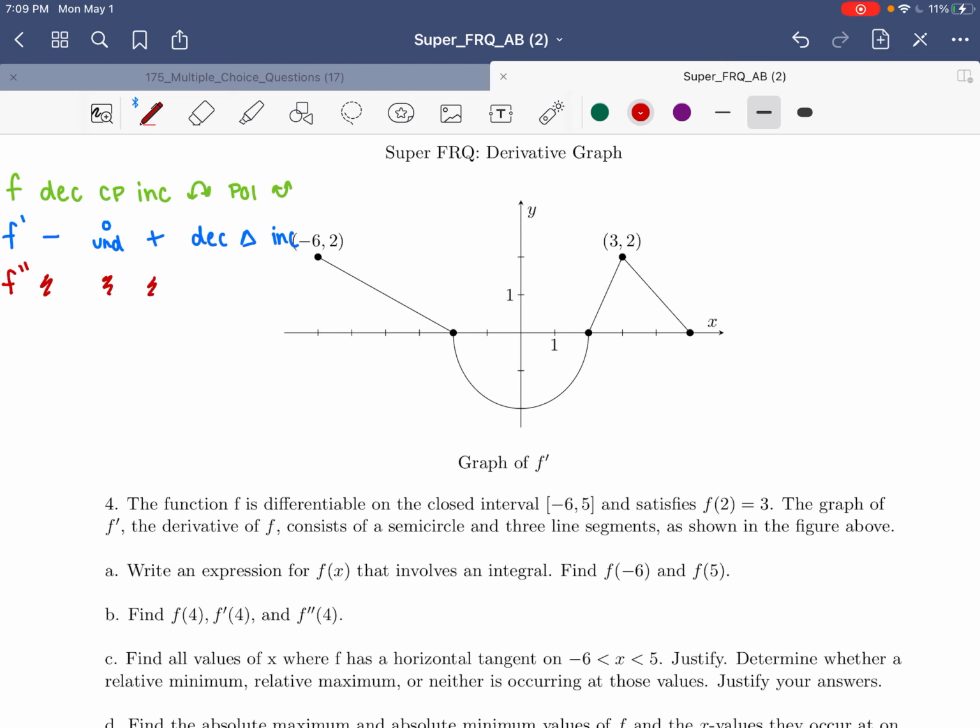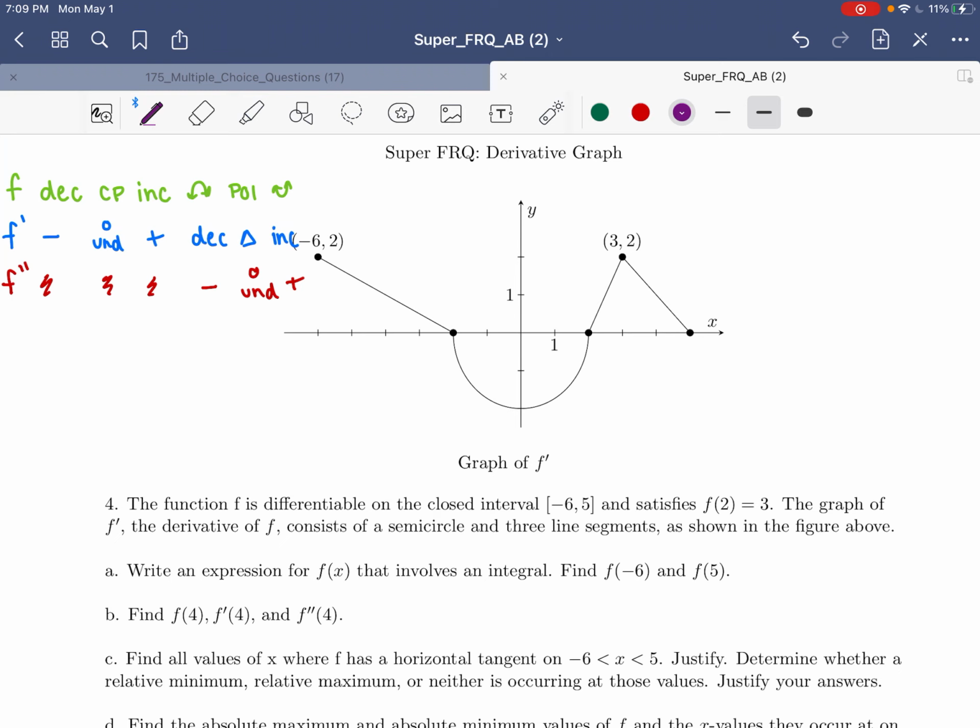Second derivative, we've got nothing for these first three. Concave down is when the second derivative is negative. Point of inflection when it's 0 or undefined. Concave up is when it's positive. So that chart's going to come in handy here.